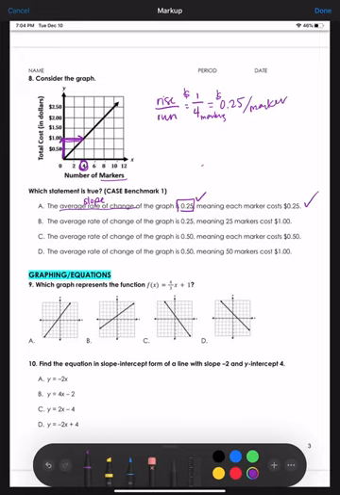Then it says the average rate of change of the graph is 0.25. That's true, meaning 25 markers cost $1. No. The average rate of change of the graph is 0.5. No, we already found that it's 0.25. So A is the best answer. So just be careful with the scale there, and then you just need to think about what your answer means.